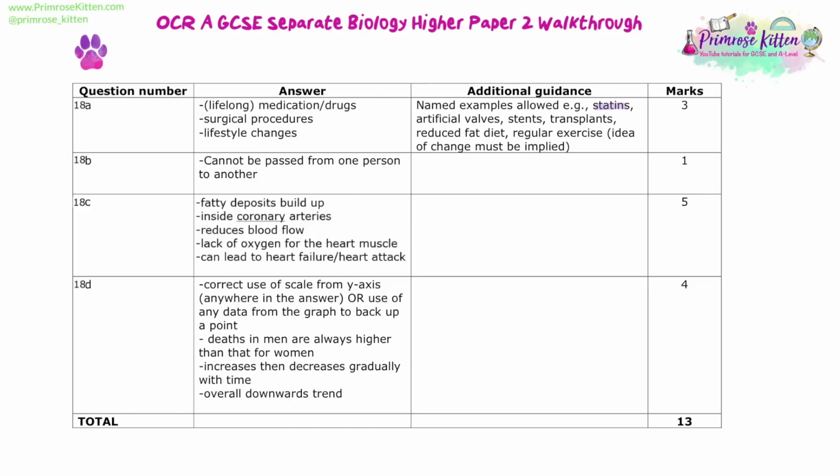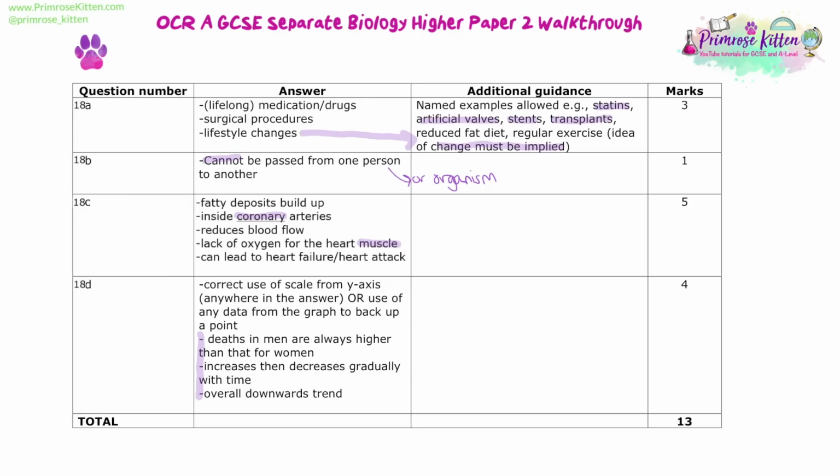So the mark scheme for question 18, again, lots of options for the different things you could talk about. Lifestyle changes, so reduced fat diet, regular exercise. You need to give the idea of change, so you can't just say lifestyle, you need to say lifestyle changes or say a change. You can have statins, artificial valves, stents, transplants, any of those. Cannot be passed from one person to another or from one organism to another for the definition for non-communicable.